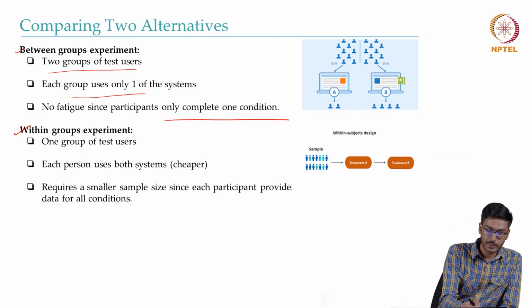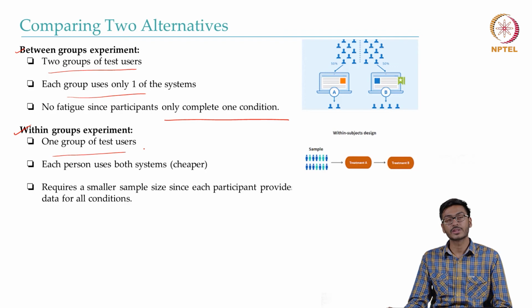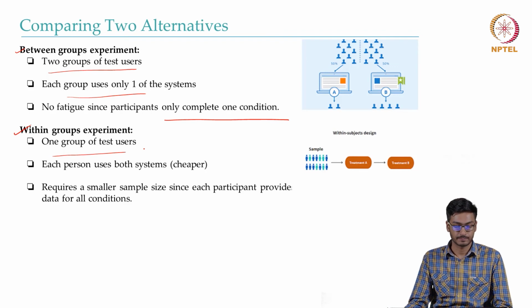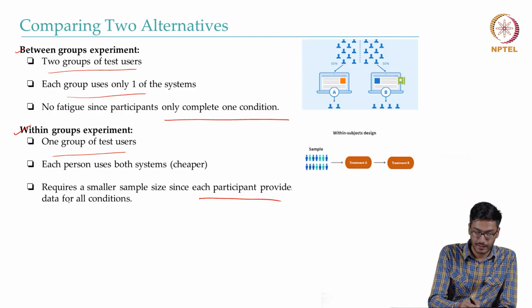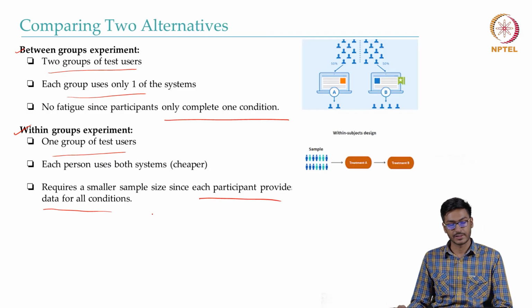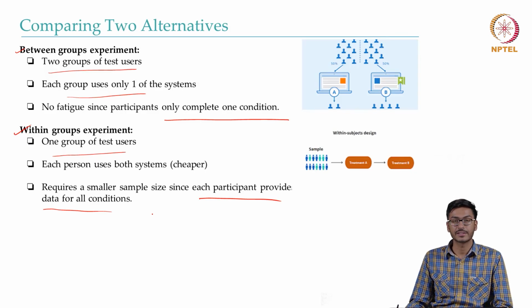For the within groups experiment, we only have one group of test users and each person uses both of the systems. It requires a smaller sample size because each participant can provide data for all conditions. The benefit with within groups experiments is that it is cheaper since it requires much less manpower.